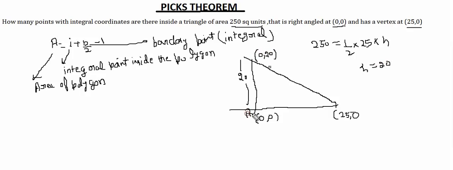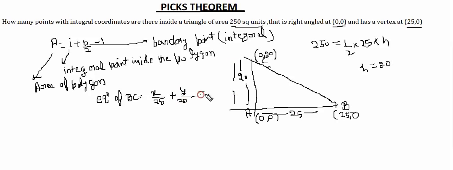So if this point is A, this point is B and this point is C, what will be the equation of BC? The equation of BC will be x by this length plus y by this length is equal to 1. This is the equation in intercept form. So x by 25 plus y by 20 is equal to 1, which converts to 4x plus 5y is equal to 100.